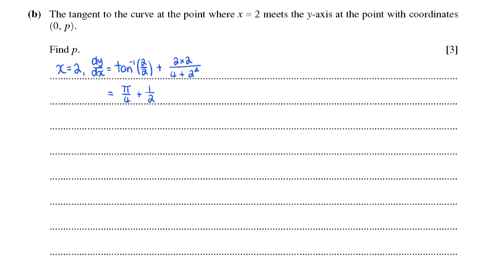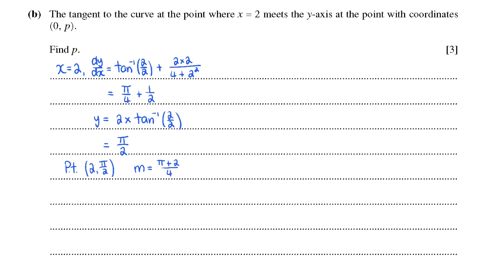We can find out the value of y by putting 2 into the original equation, and we'll get y is equal to 2 times the inverse tan of 2 on 2, which again is just the inverse tan of 1, which is pi on 4 times 2. That becomes pi on 2. All right, so now we have a point, which is x is 2, y is pi on 2. We have the gradient, which we can write as (pi plus 2) over 4.